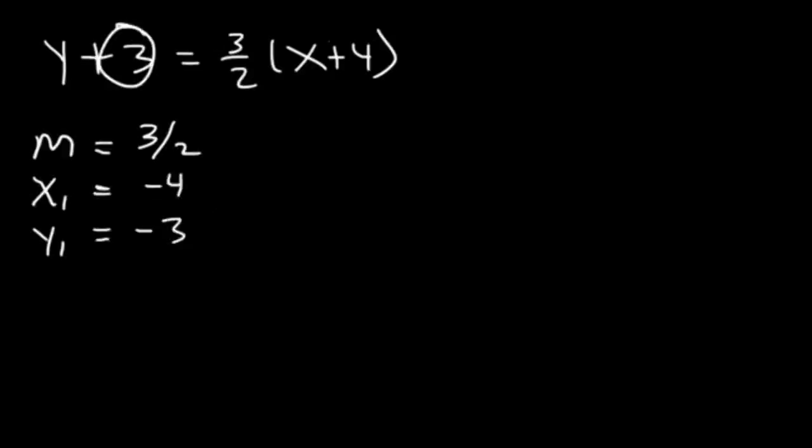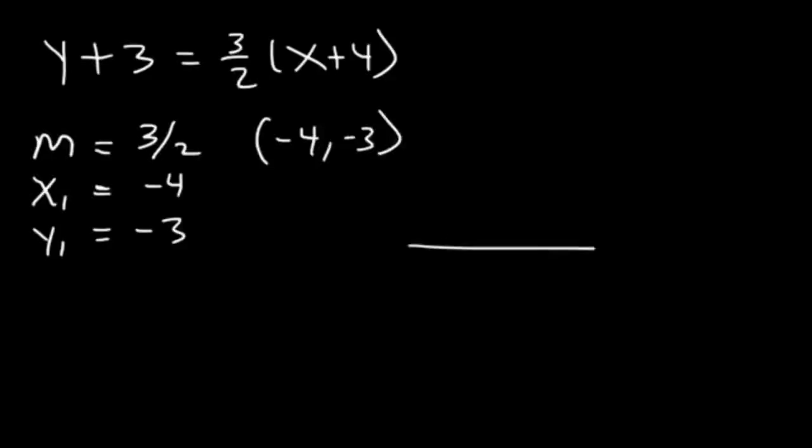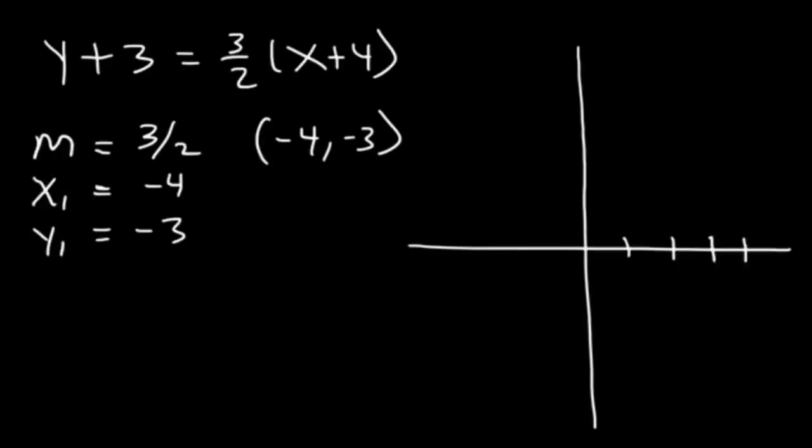Basically, you just have to change the sign of these numbers. If you see a plus 4, make it a negative 4. If you see a positive 3, make it a negative 3. If you see a negative 3, make it a positive 3. So just reverse the signs, and you're going to get the point, which is (-4, -3). So now we can go ahead and plot it.